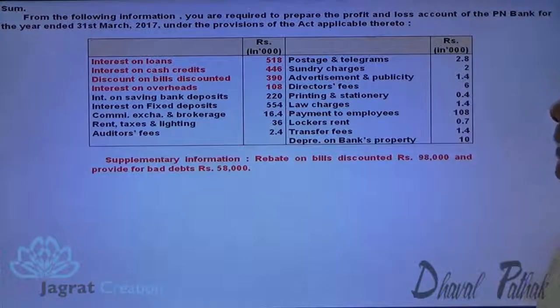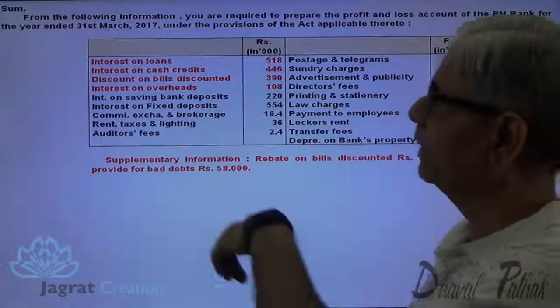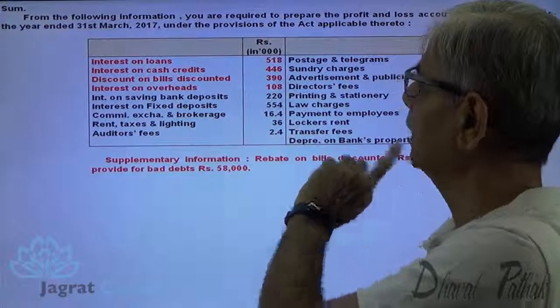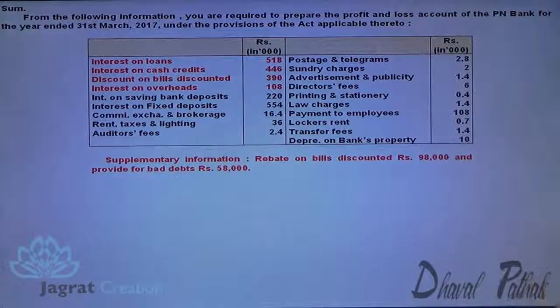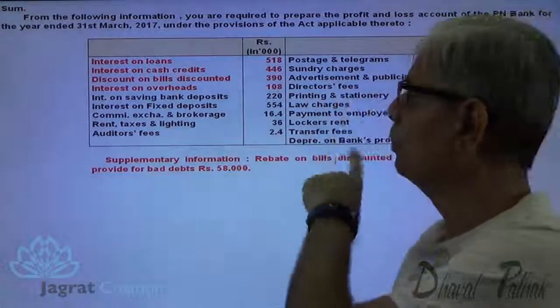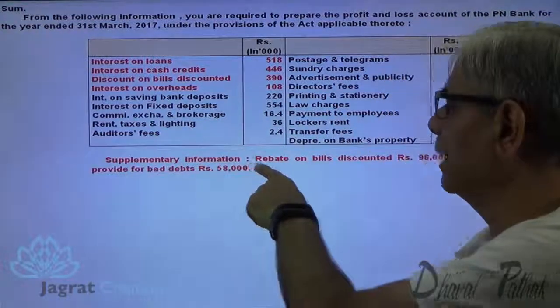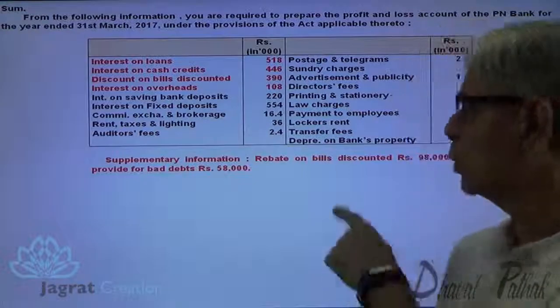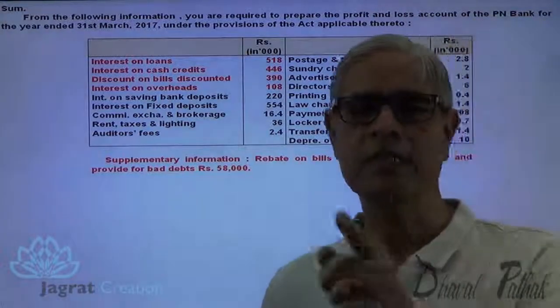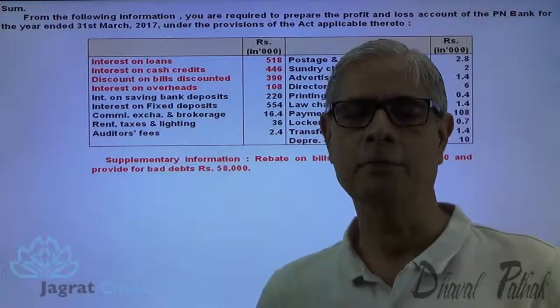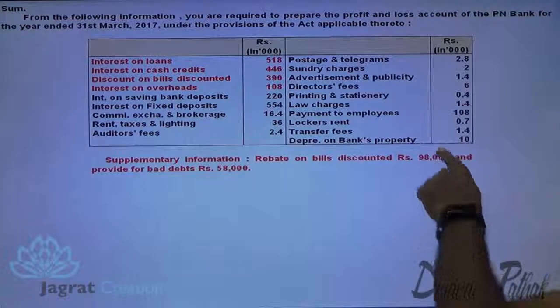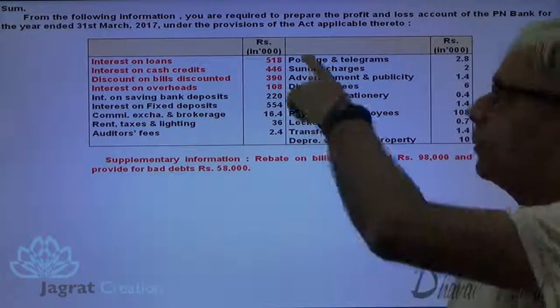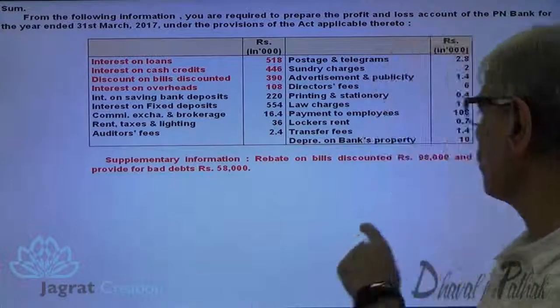From the following information, you are required to prepare the profit and loss account of PN Bank for the year ended 31st of March 2017 under the provisions of the Act applicable thereto. This is the information given to you. Figures are in 1000. Rebate on bills discounted 98,000. All the figures are in 1000. So when you deduct the discount received in advance from the discount income, don't forget to deduct 98 instead of 98,000 because these figures are in 1000.